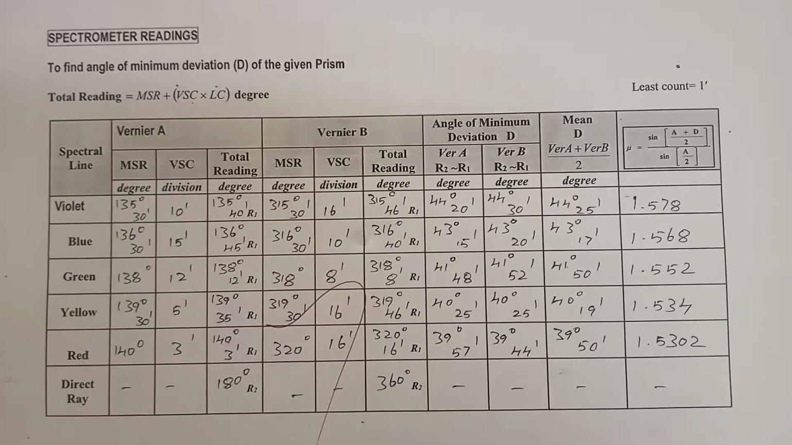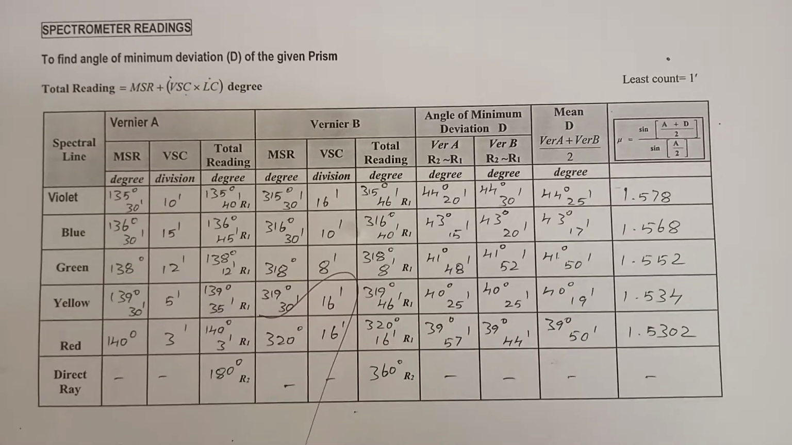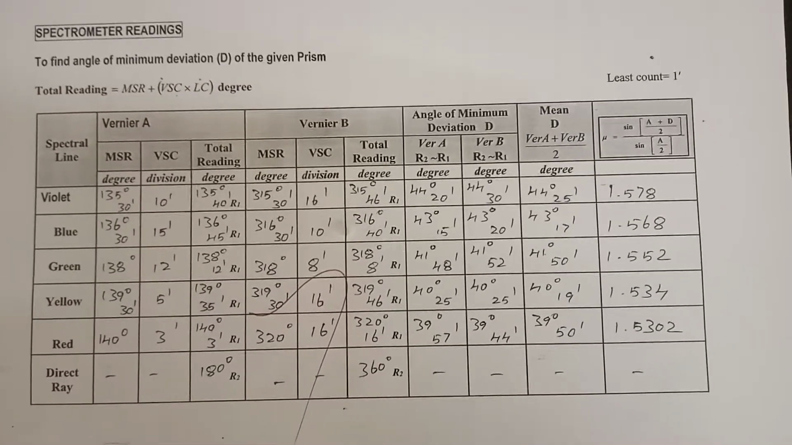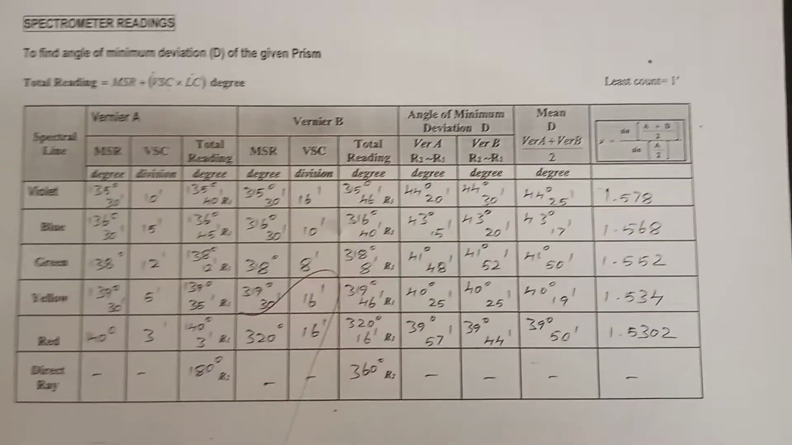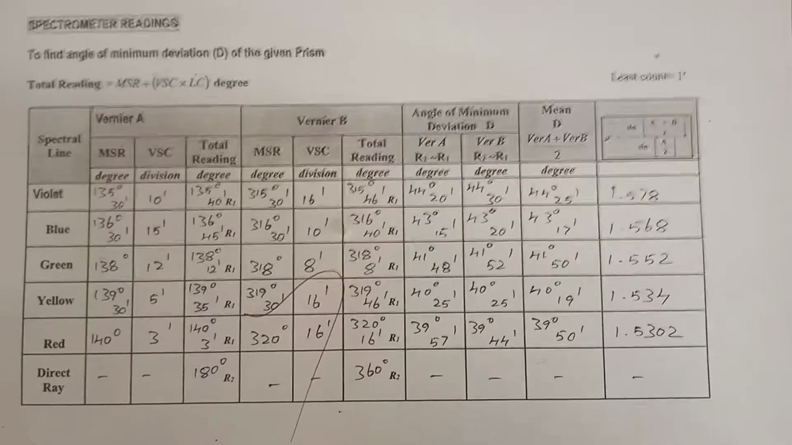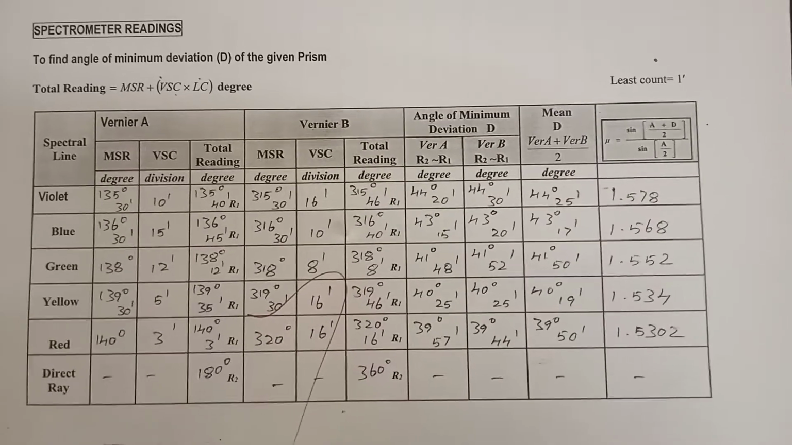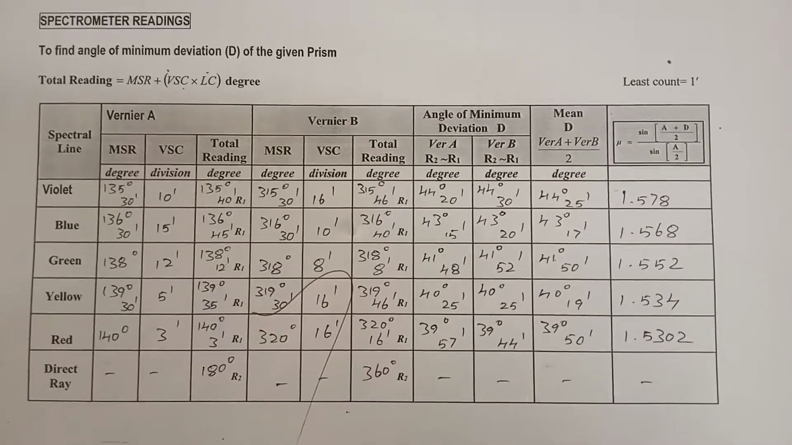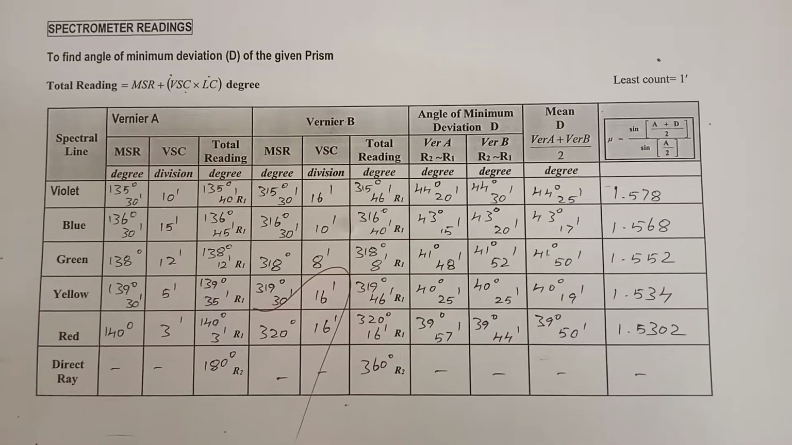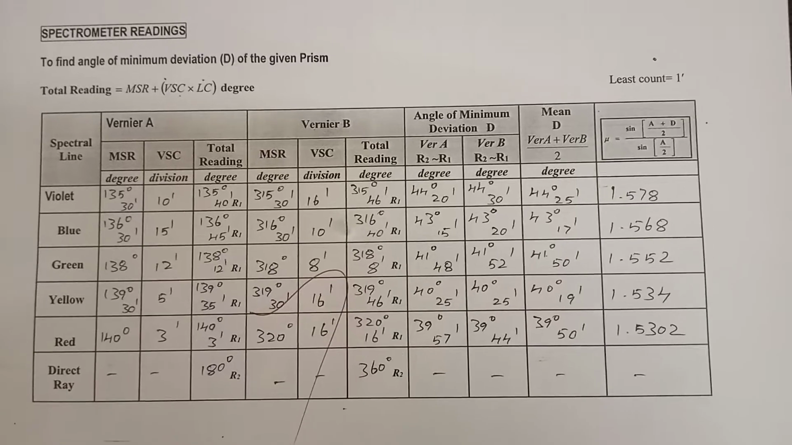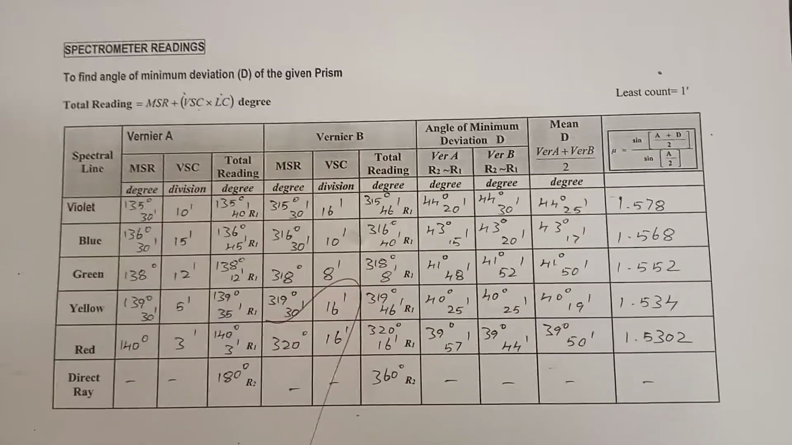Now we are going to find the angle of minimum deviation of the prism for different colors. Actually, minimum we have to take for 2 colors, that is enough. But we are taking for 4 or 5 colors here in the tabular column, starting from violet, blue, green, yellow and red. So now we are going to see how these readings are taken from the spectrometer.